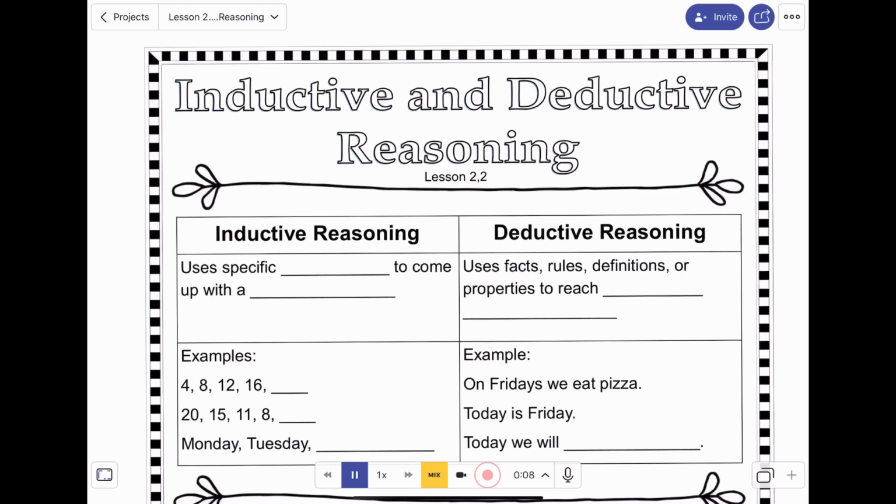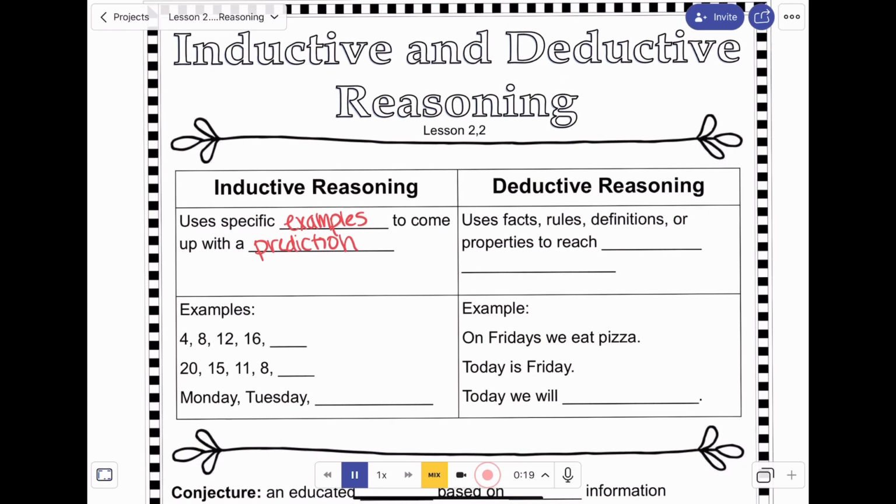Alright, so inductive reasoning uses specific examples to come up with a prediction. So you got some examples down below. A lot of these you'll see as patterns. So right here, to get from 4 to 8, we had to add 4. To get from 8 to 12, we add 4 again. 12 to 16, we add 4. So we know our last step should be adding 4. So 16 plus 4 would give us 20.